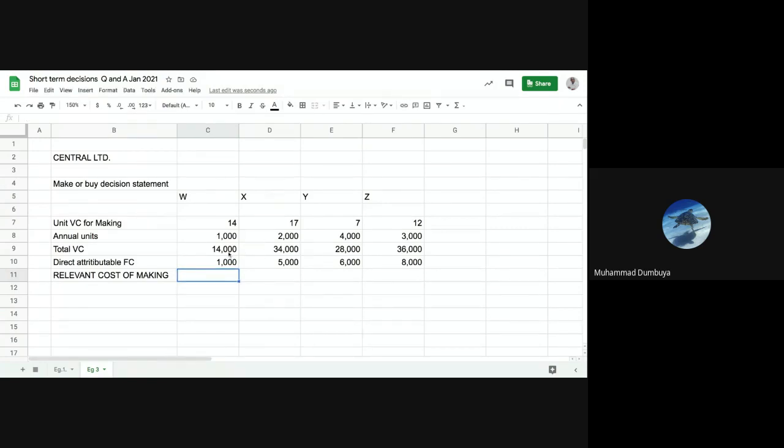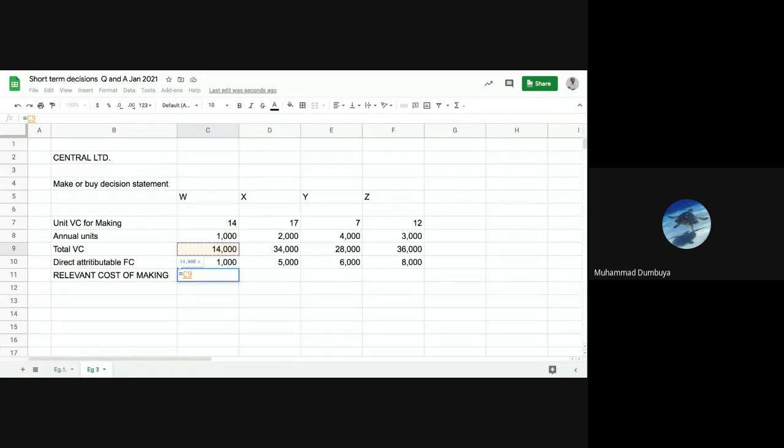Okay, let me tell you. We are adding the total variable cost of making to the total attributable fixed cost. So give us the formula. Equals C9.